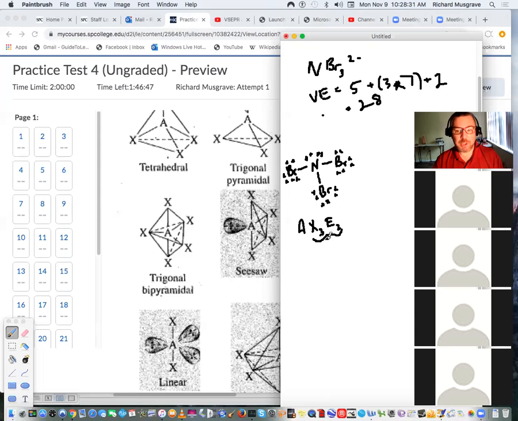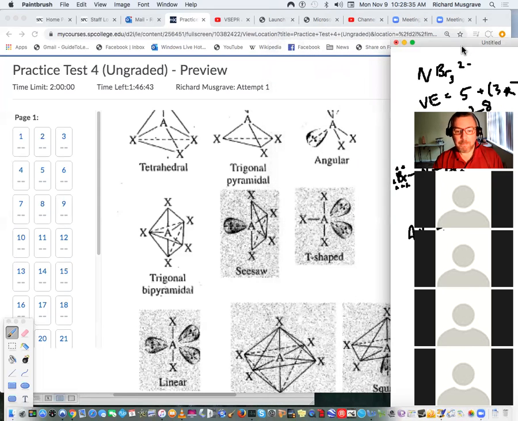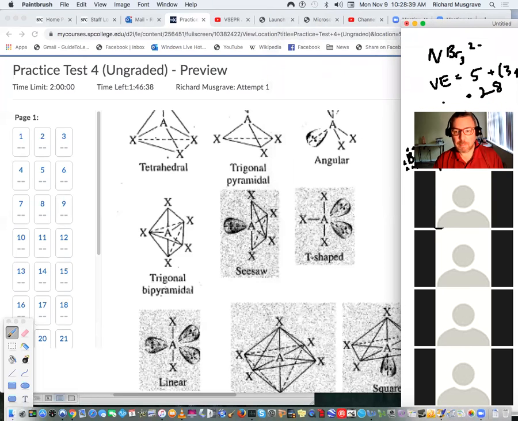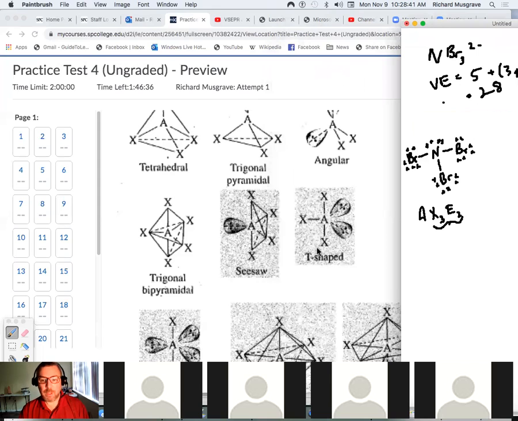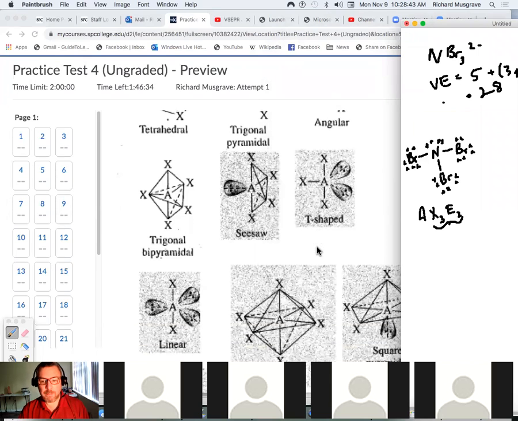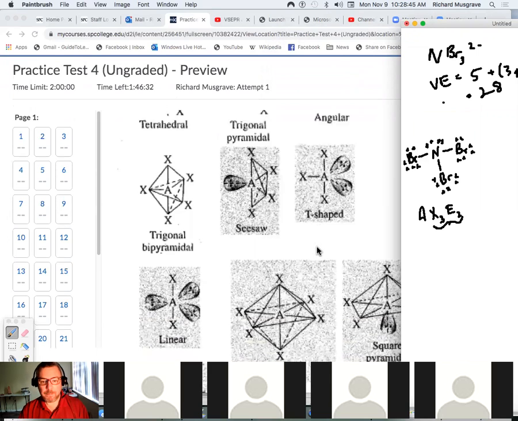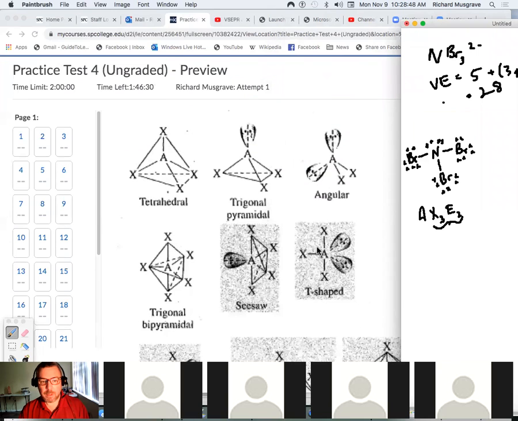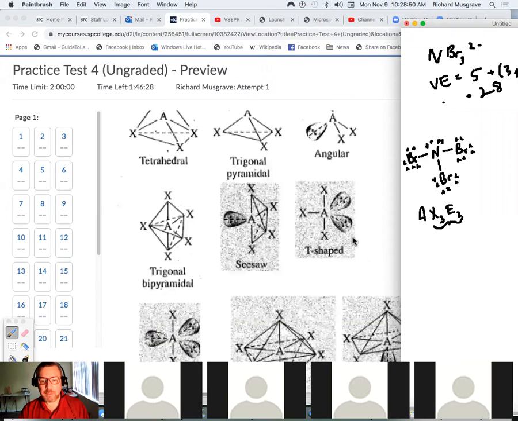If you were asked for the shape of the atoms on this one, does anybody know what you'd pick? See if I can draw it up. Hang on. Let me pull this down here. Okay, which one do you think you'd pick? It's T-shaped here, yes, because you can see you've got the three atoms, one, two, three, and then the two non-bonding electron pairs. So T-shaped would be the answer, if you were looking for the shape of the atoms.